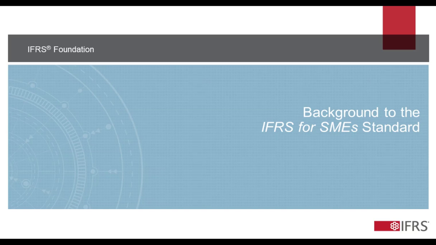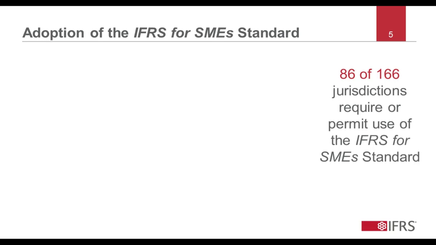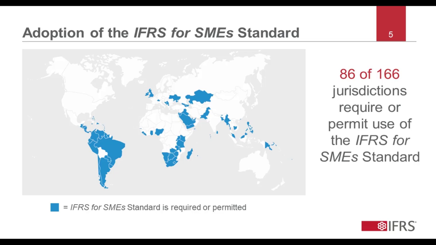Thank you, Daryl. Let's begin with a brief overview of the IFRS for SMEs Standard before Daryl and Michelle talk very specifically about the request for information. The IFRS Foundation has completed profiles for 166 jurisdictions, and 86 of those jurisdictions are roughly the jurisdictions that require or permit the use of the IFRS for SMEs Standard. As you can see on this map, the standard is widely used in South America and Africa, and more broadly used in the Asia-Oceania region.